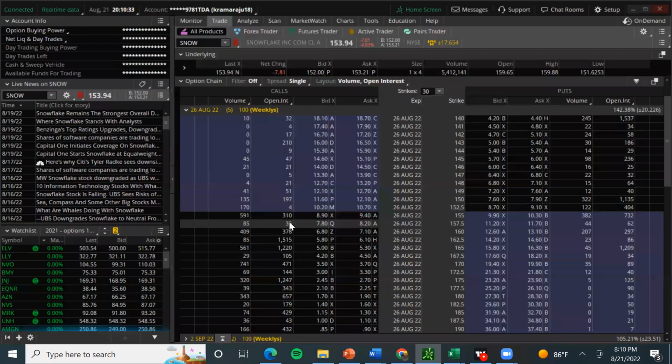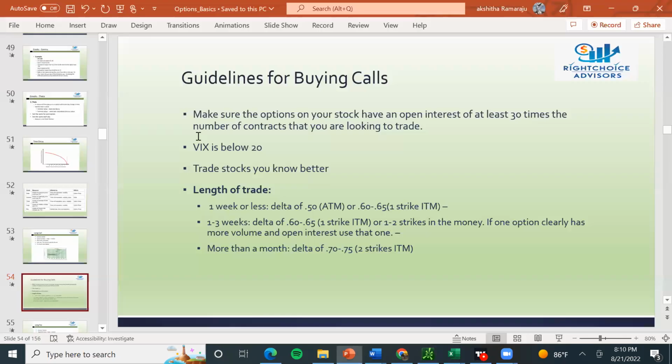If I want to buy 10 contracts, I should not buy something where the open interest is less than 30 times. My minimum criteria should be 300 or more. The open interest should be more than 300 if I want to buy 10 contracts. Otherwise, we might be in a big loss. That is the first point we all need to remember. Whenever you want to buy, make sure the open interest is at least 30 times the number of contracts that you are looking to trade.